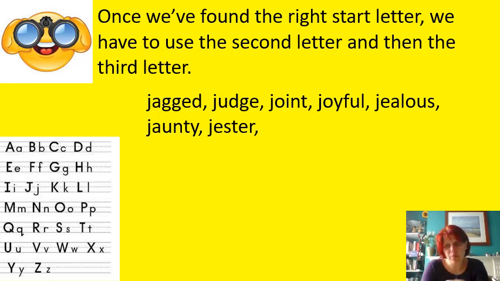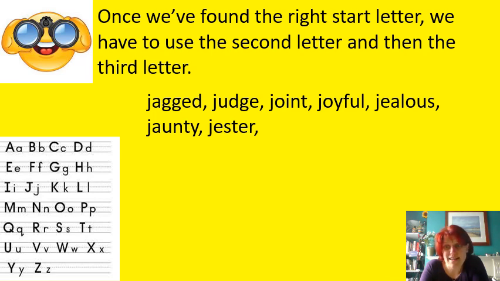So to practice that, we're going to put these words into alphabetical order. They all start with a J, so we have to look at the second letter. The first word is jagged, J-A. Okay, A is near the beginning. Are there any other words that start with J-A? So that's J-U, J-O, J-O, J-E, J-A. There are two J-A's and that's J-E. So which one of these is first?